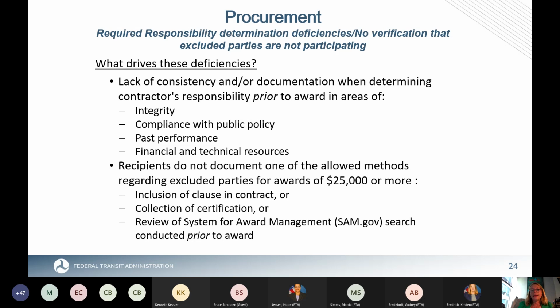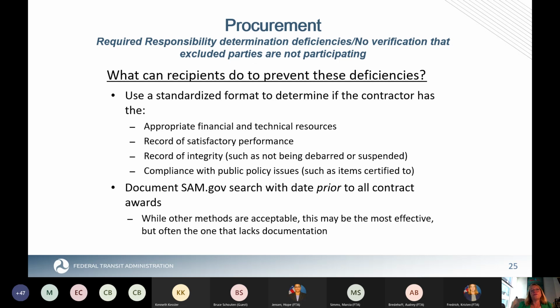And so again, because most of you are actually doing this, this is low-hanging fruit for eliminating deficiencies by just getting the documentation a little better. So what can you do to prevent these deficiencies? First, use a standardized format to determine if the contractor has the appropriate financial and technical resources for the type of procurement you're looking to award. Do they have a good track record?